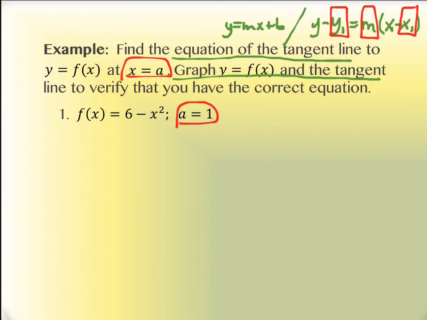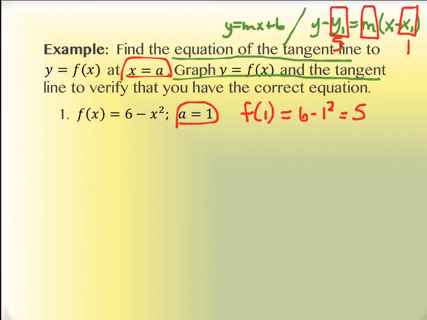How could we find the y value? That's the easy one to find. Plug it into the equation we're given. So I can find the corresponding y value by plugging in the given x value. So f of 1 is going to be 6 minus 1 squared, which is 5. So I have the x value up here, it's 1. I have the y value up here, it's 5. I need to find m. Luckily for you, on the previous screen, I gave you a formula on how to do that, didn't I?